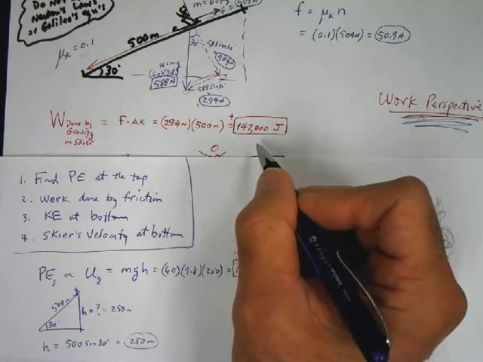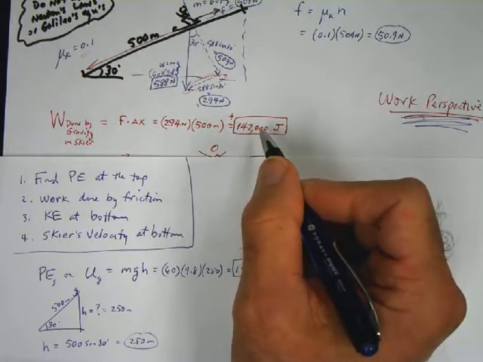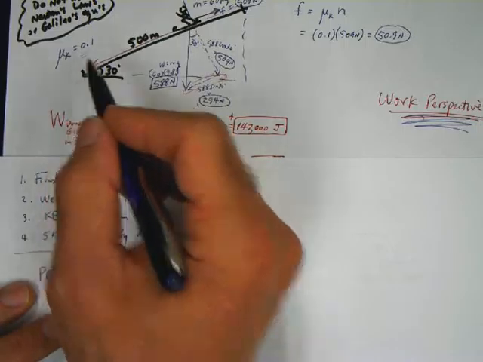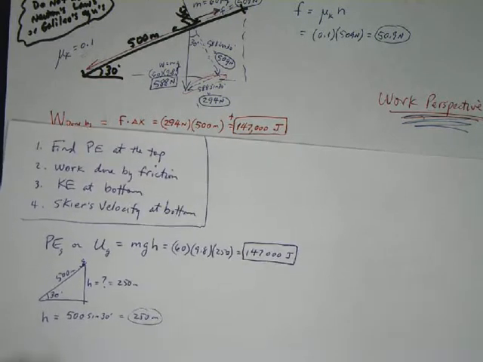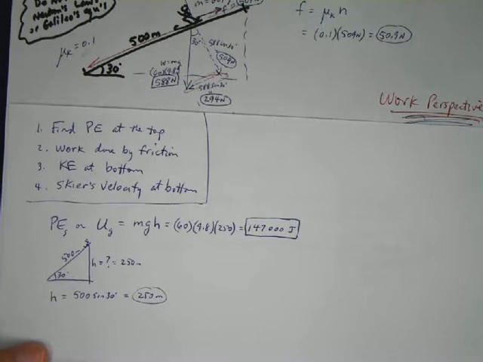Okay, so we've answered the first one. We found that the potential energy at the top was 147,000 joules. Okay, good.